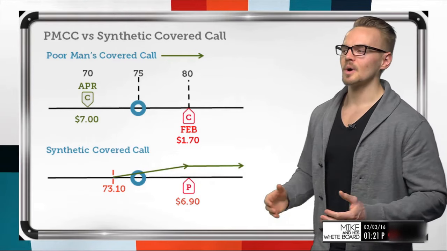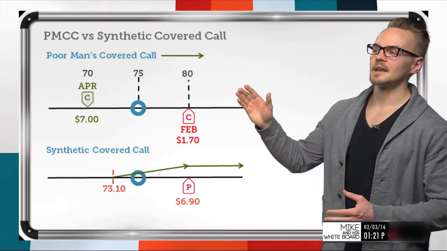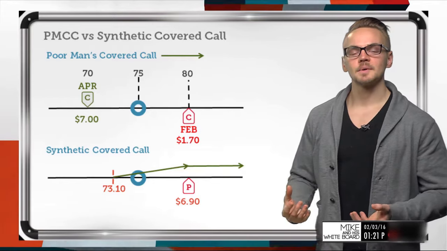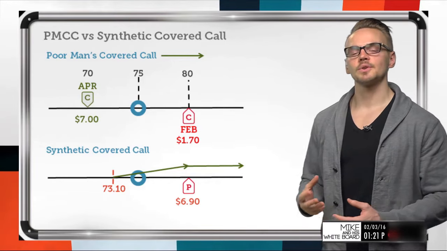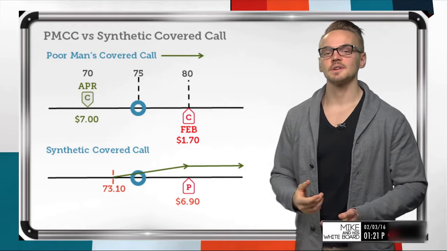So there's a reason why I have a simple risk profile graph on this one, but not for the poor man's covered call. I'm going to dig into this tomorrow. I'm going to be talking about calendar spreads, and it's going to apply the same way to this diagonal spread as we see here. So definitely tune in tomorrow.